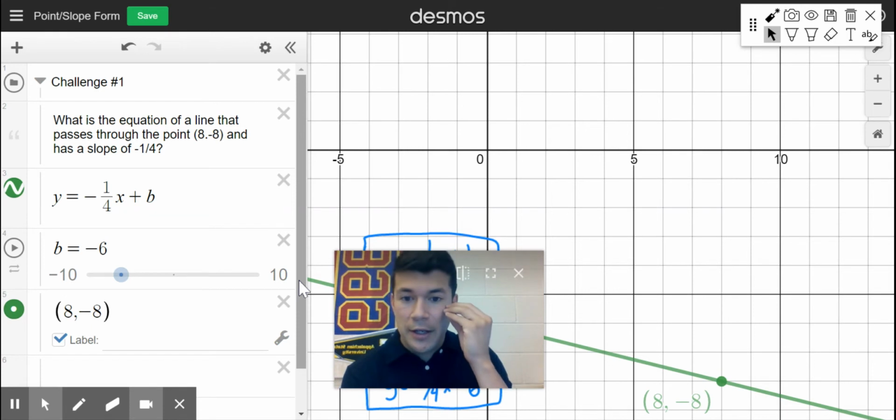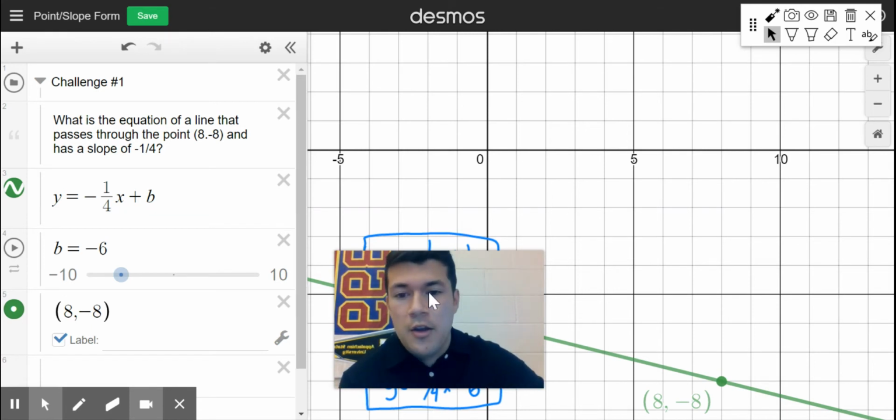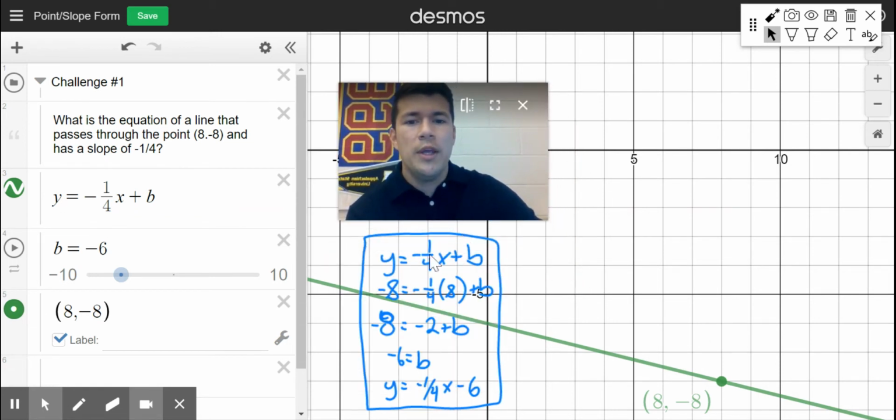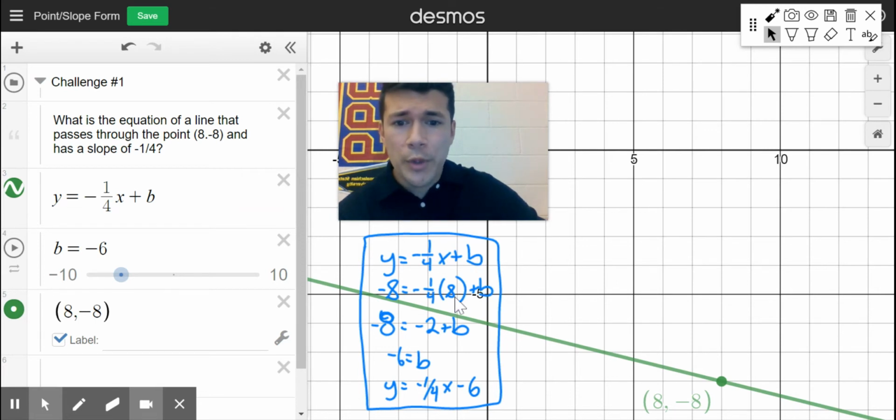But that's really guessing and checking, and that can be done visually or graphically. So here's what we can do quantitatively up to this point. We can, and we've done this previously, substitute x = 8 and y = -8 and solve the equation for b and find that b = -6. So that's a pretty straightforward process, but it's still a little bit cumbersome.